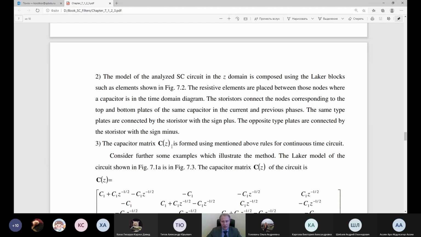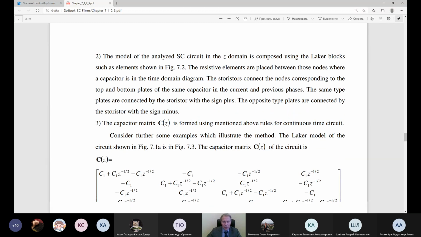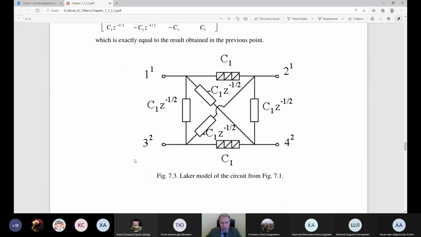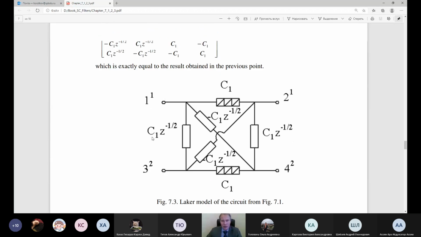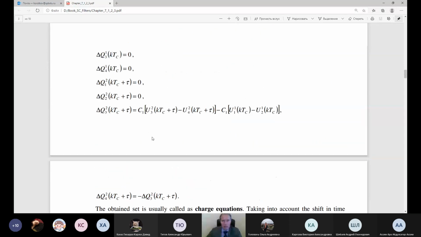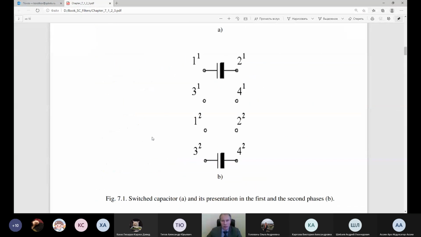So it means that after all, it is possible to formulate the Lecture model on the Z domain. So look, the rule is as follows. First of all, coming back to the general structure of the circuit, I mean figure 7.1 here. In general, we have 8 nodes: 1, 2, 3, 4, 1, 2, 3, 4. 8 nodes in a whole.